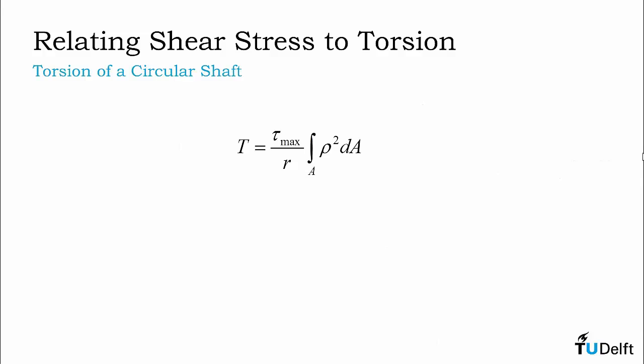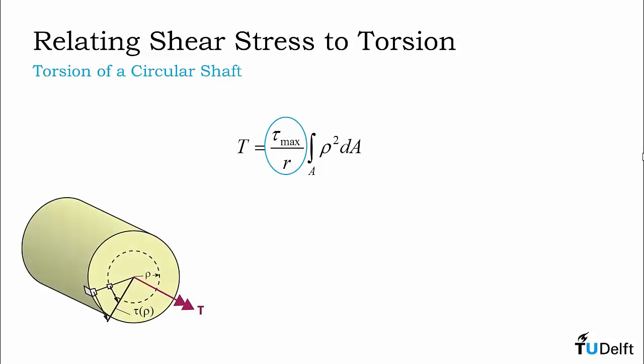If we take a closer look at this expression, we can recognize a couple of further simplifications. First, let's take a closer look at the ratio of tau max over the radius r. If we look at the shear stress distribution as a function of radial position as shown here, we observe a triangular distribution where the length of the adjacent edge of the triangle is r and the opposite side of the triangle is tau max. Due to similar triangles, we can observe that this ratio is preserved at an arbitrary radial position rho. Thus, we can replace tau max over r by tau over rho in our expression.